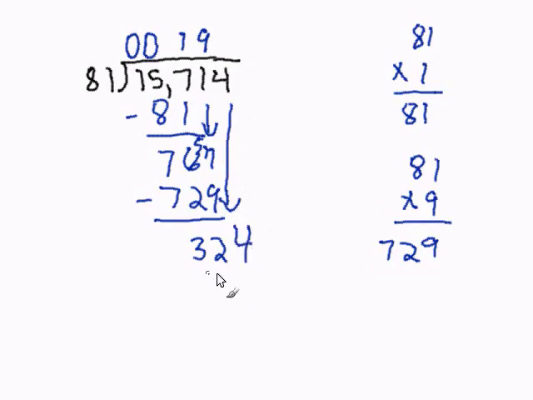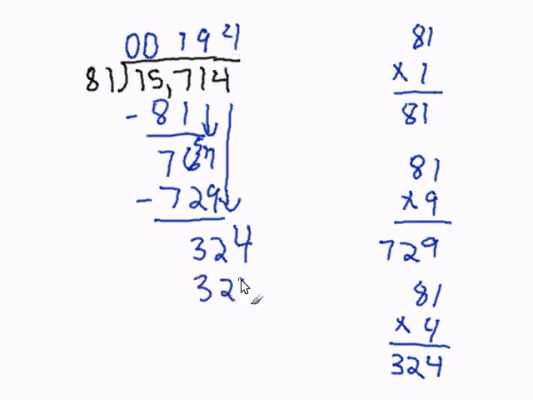Then you have 324 divided by 81. And off the top of my head, I don't know, so block out the last two digits. Ask myself, how many times does 8 go into 32? And about 4 times, because 8 times 4 is 32. So take 81, multiply that by 4. 4 times 1 is 4. 4 times 8 is 32. And I'm going to put the 4 right here. 4 times 81 is 324.